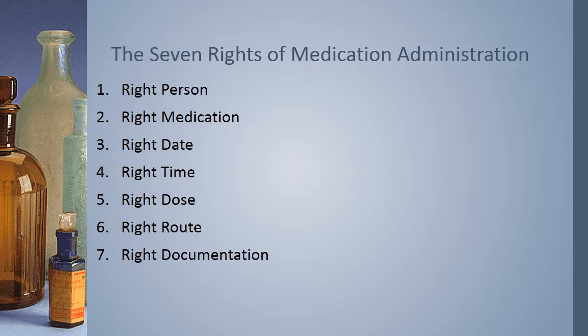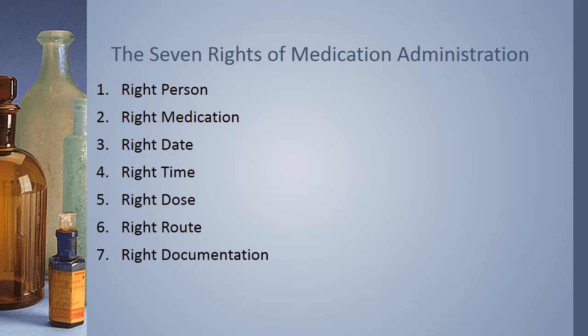The third is right date, making sure that it is given on the correct date of the month. 4 is right time, meaning the right time of day, AM, afternoon, at bedtime, or at any other specific hour that may be indicated. 5 is right dose, making sure that you're calculating the correct amount of medication for each administration time.